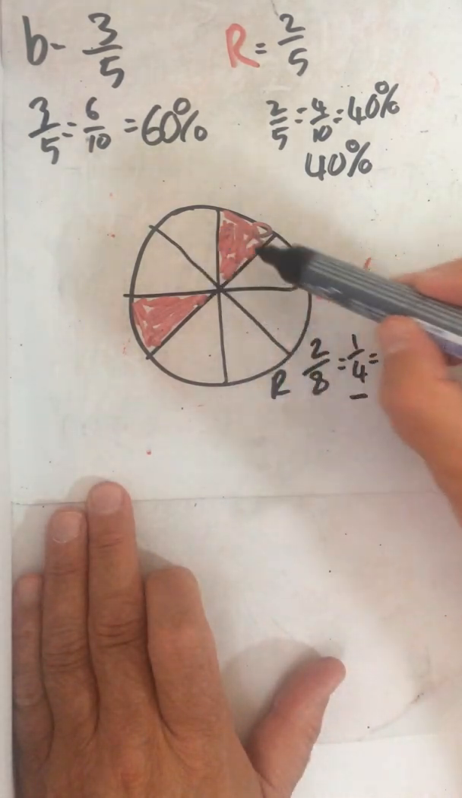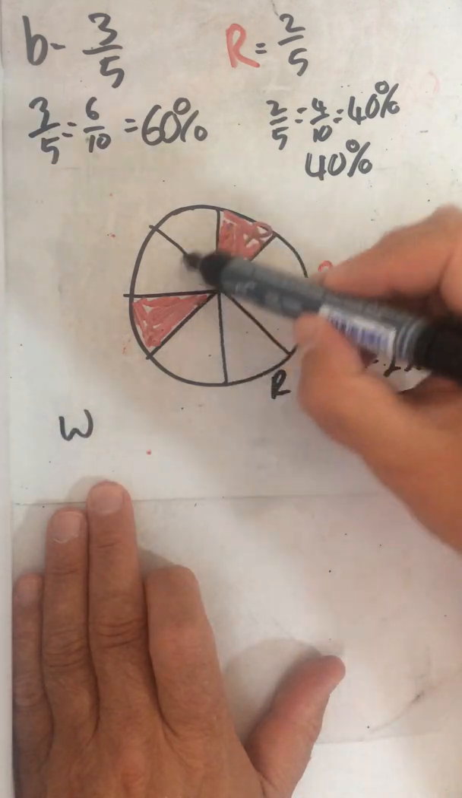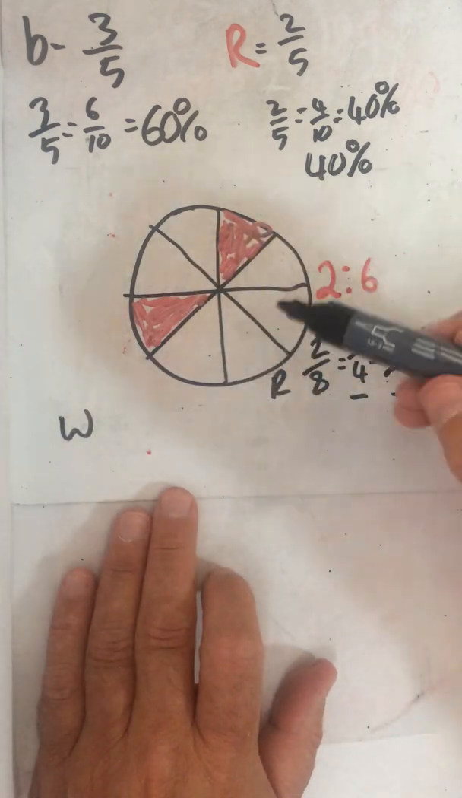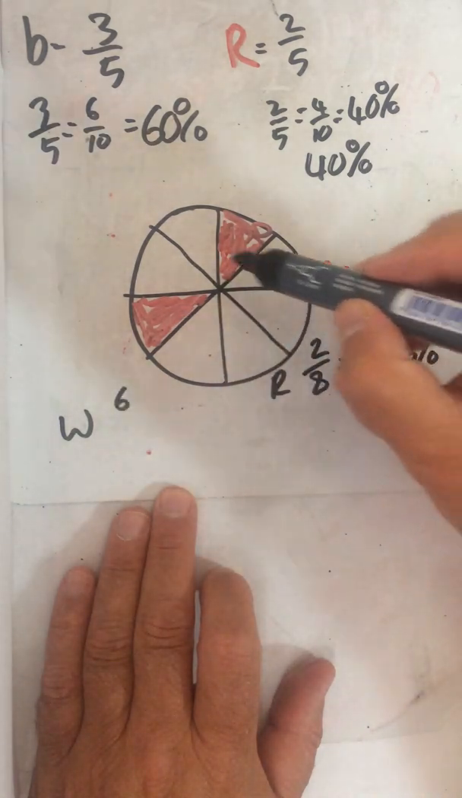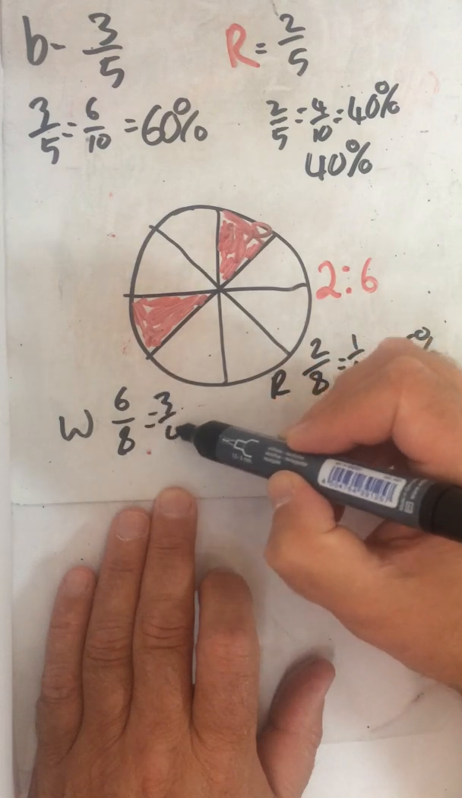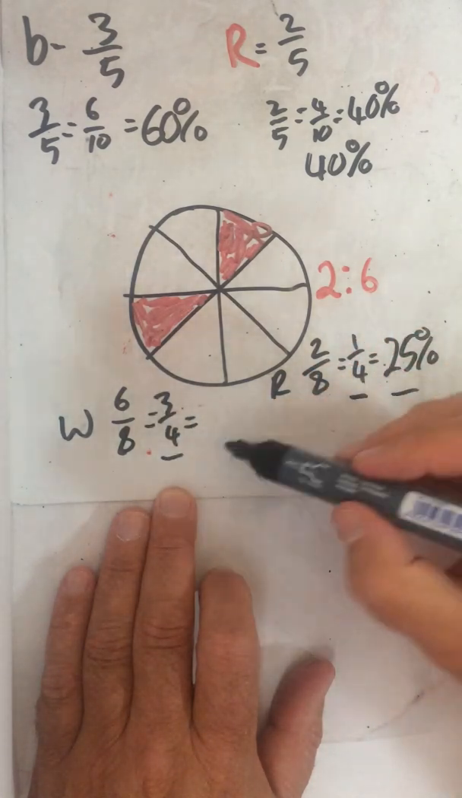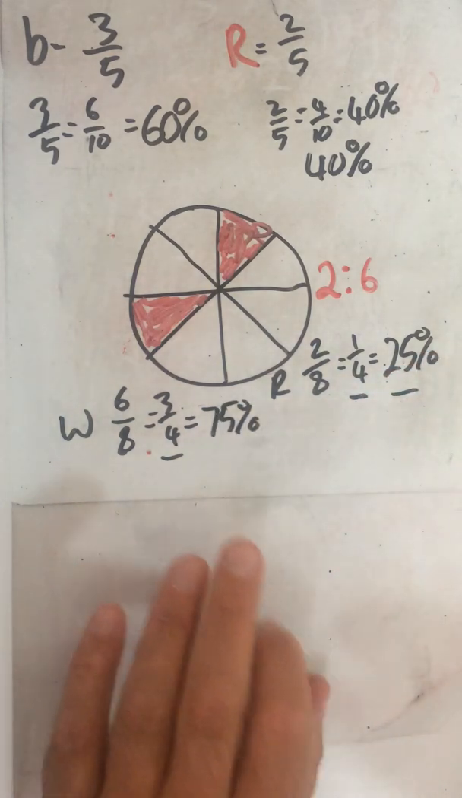If I wanted to know what proportion of this circle has white sections, again it's 6 white ones, 1, 2, 3, 4, 5, 6 out of 8 altogether. I can simplify that to 3/4, so that's my simplest form, and I know 3/4 is 75%. Okay, right.